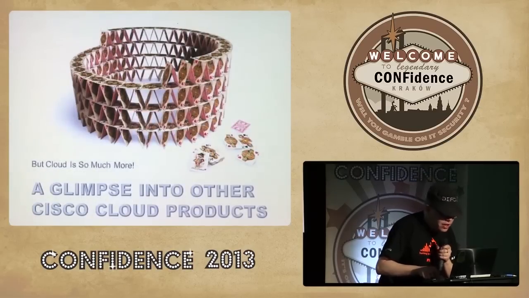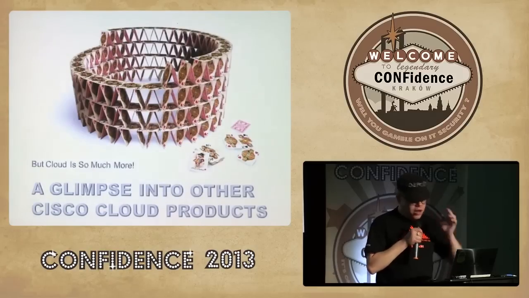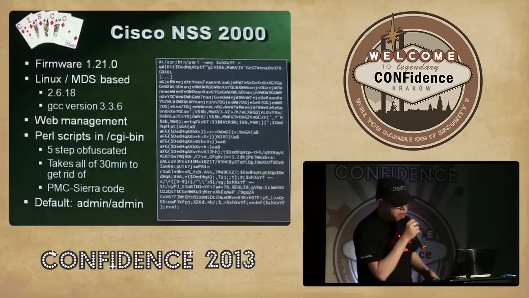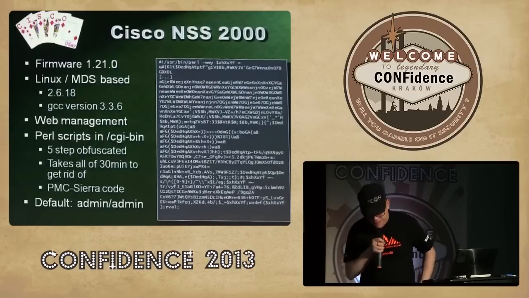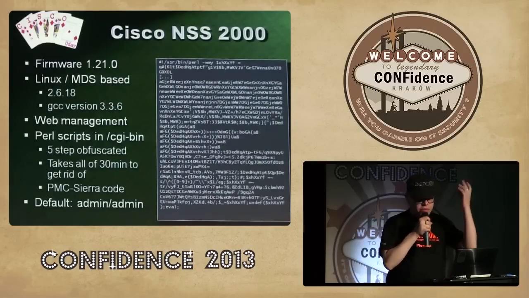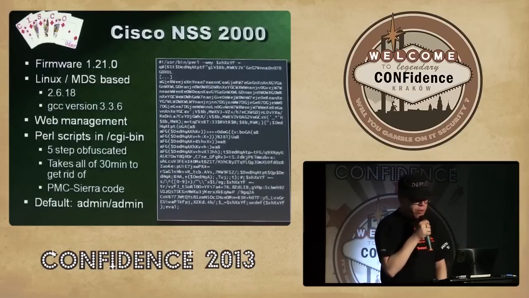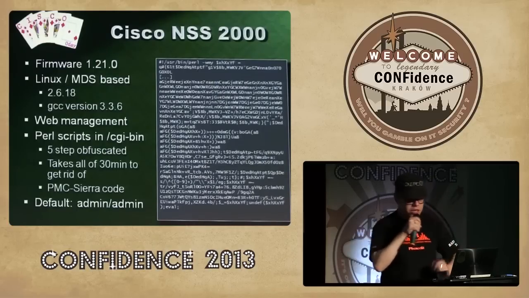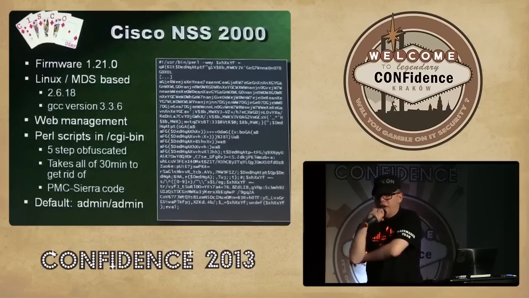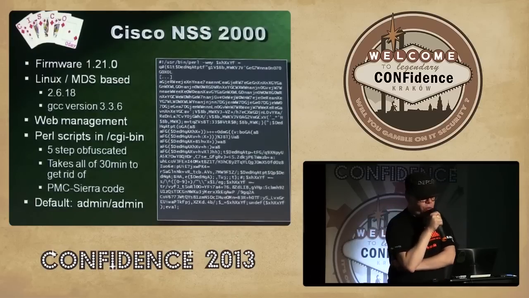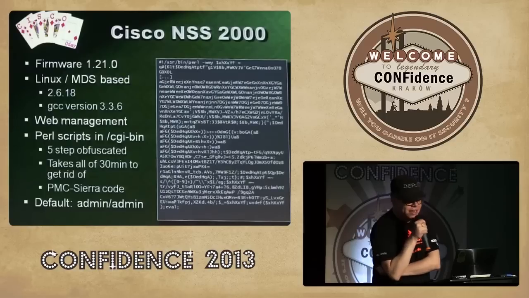I like that. So, okay, this is one product. Maybe cloud is so much more. So we looked at their storage solution. Storage solution, again, being a Linux machine, storage area network device, has web management, and then you see, wait a minute, you have obfuscated Perl scripts in CGI bin? When did we stop doing that?